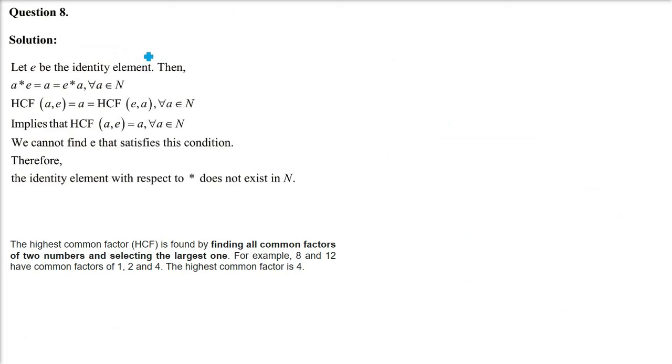Question number 8. This is important because this is an NCERT question. Those who are from NCERT, you are also doing the NCERT in RD Sharma. RD Sharma has NCERT inside it. Let star be the binary operation on N defined by A star B equals HCF of A comma B. Does there exist identity for this binary operation on N? So we need to find out whether this identity element exists or not. This is the question. But just to revise or recall, we know HCF and LCM.